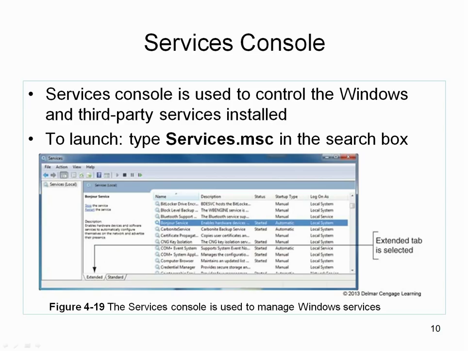The Services console program file, services.msc, is used to control the Windows and third-party services installed on a system. To launch the Services console, type services.msc in the search box and then press Enter. If the Extended tab at the bottom of the window is not selected, click it. This tab gives a description of a selected service. When you click a service to select it and the description is missing, most likely the service is a third-party service put there by an installed application. To get more information about a service or to stop or start a service, right-click its name and select Properties.